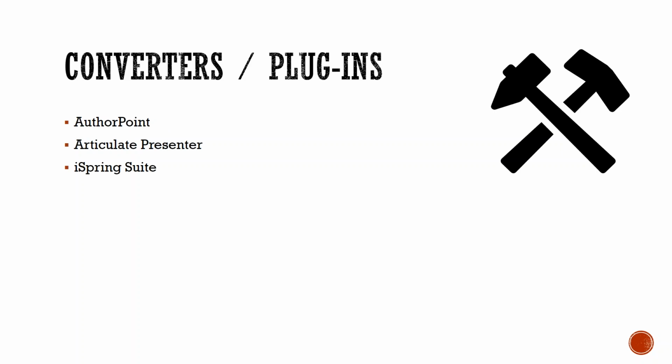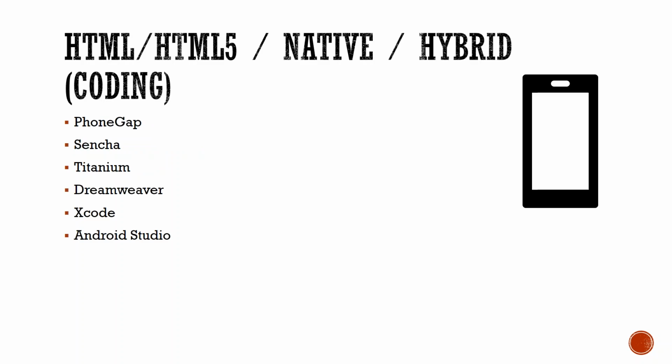We have a category for converters and plugins. Many of you are probably familiar with this with iSpring, Presenter, AuthorPoint. These are ones that would typically either sit inside an environment or outside of it, that would normally take an environment, say PowerPoint, convert it over to an e-learning environment, or a plugin that would sit inside of something like PowerPoint and allow you to create more interactive, more immersive e-learning content from within. And again, iSpring is one of those, as well as several other categories as well.